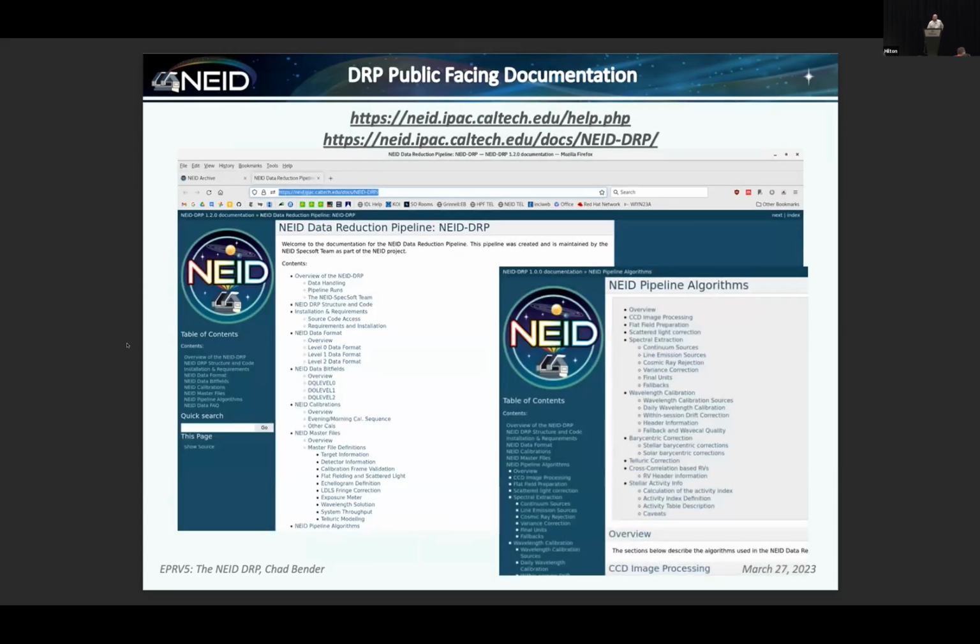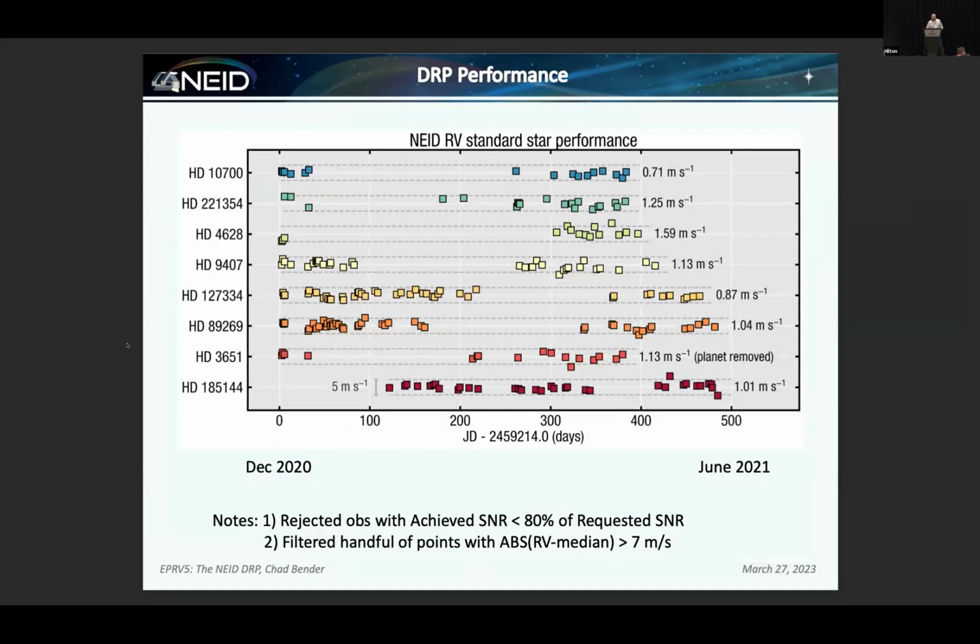We have documentation that's very similar to the KPF documentation, also using Sphinx. If you've got a question about algorithms, I encourage you to look at the documentation first. If you still have a question about algorithms, please reach out to me.